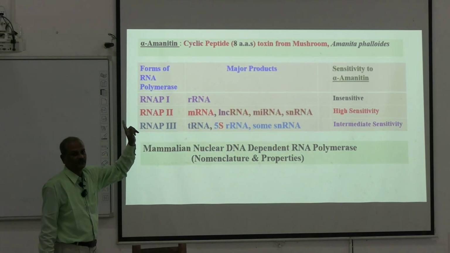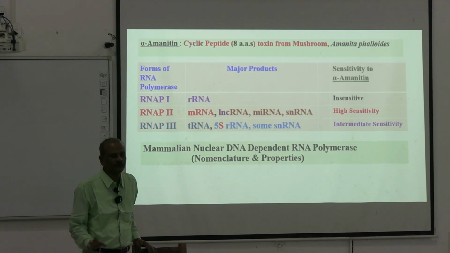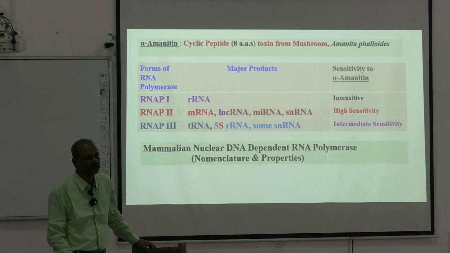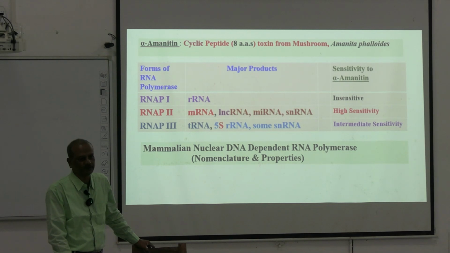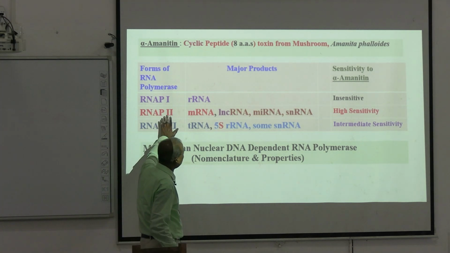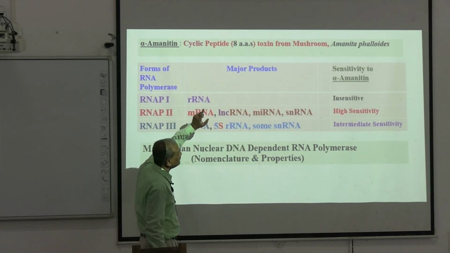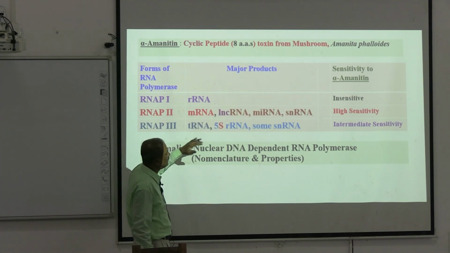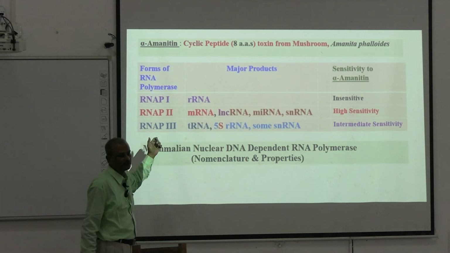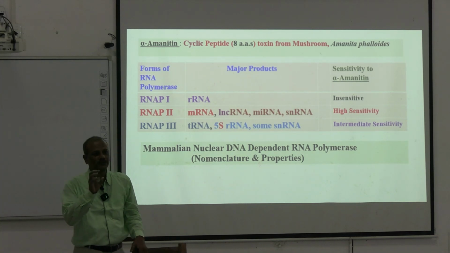Alpha-amanitin is basically a peptide, a toxic substance, used for research purposes. Now, why is it important? Suppose you look at the sensitivity: RNAP2 is highly sensitive, RNAP1 is totally insensitive, and RNA polymerase 3 is of intermediate sensitivity.